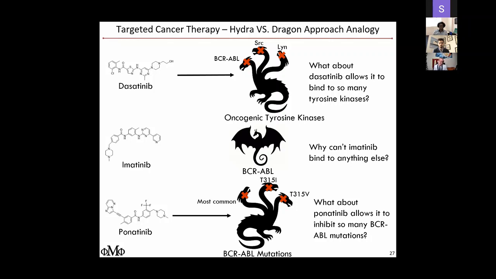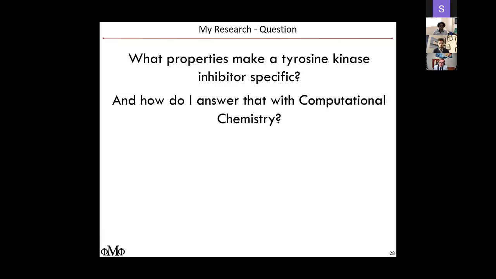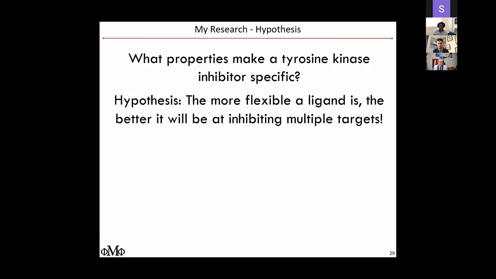Which really leads me to my big research question, which I presented at the beginning. What properties make a tyrosine kinase inhibitor specific? And as this is part of the OMO lab, how do I answer that with computational chemistry? Because it's kind of hard to get my hands on some of these very expensive chemicals, especially as an undergraduate student. So my hypothesis, and this is very broad, is the more flexible a ligand is, the better it will be at inhibiting multiple targets. So let's go through my methods real quick.